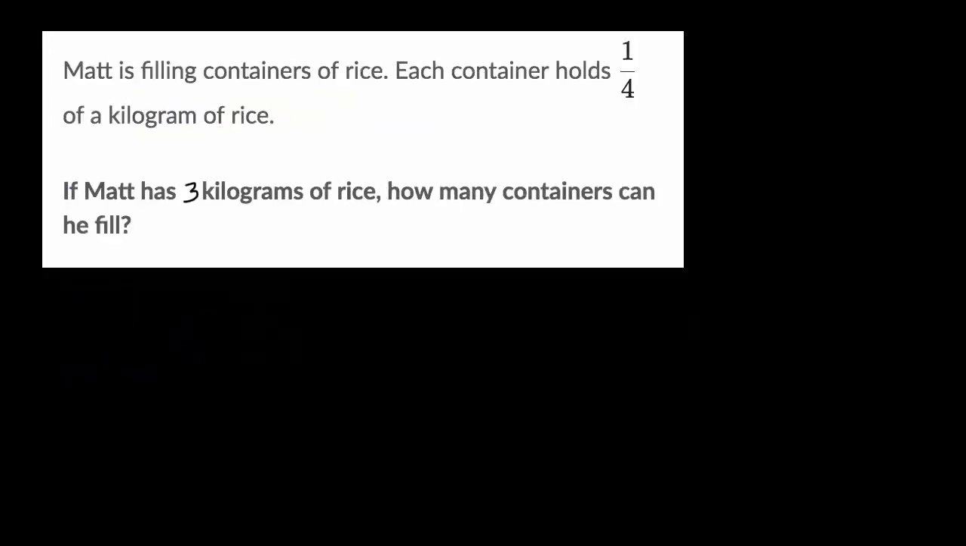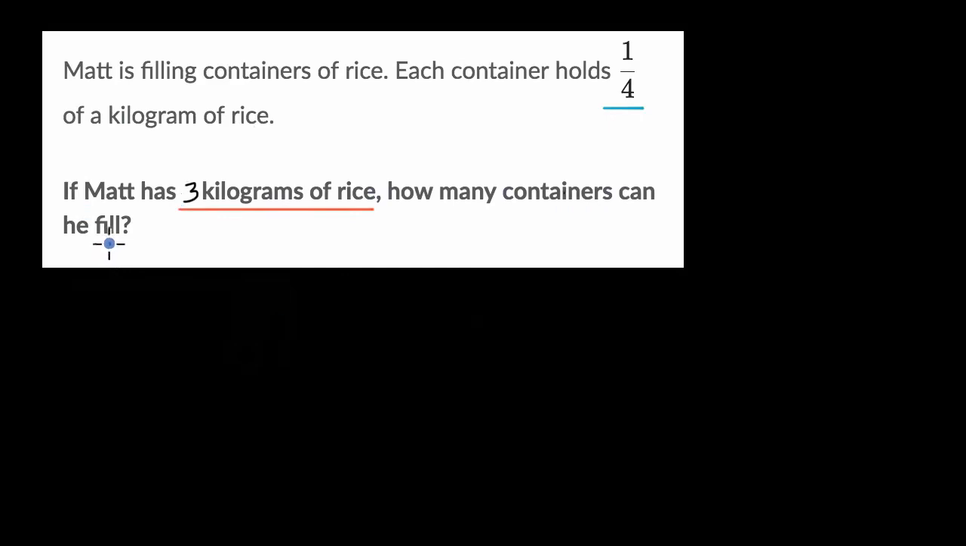Let's do another example. So we are told Matt is filling containers of rice. Each container holds 1/4 of a kilogram of rice. And then they tell us, if Matt has 3 kilograms of rice, how many containers can he fill? So like always, pause this video and see if you can figure that out.